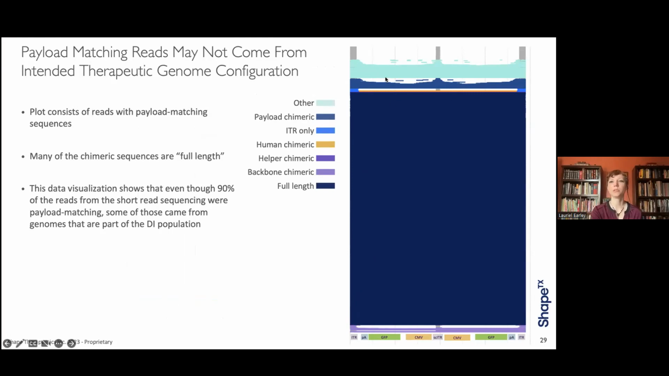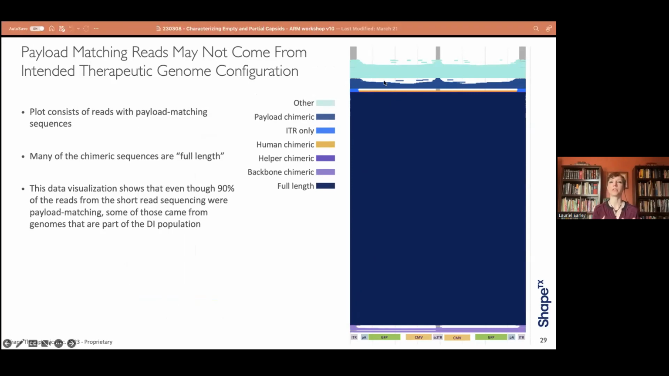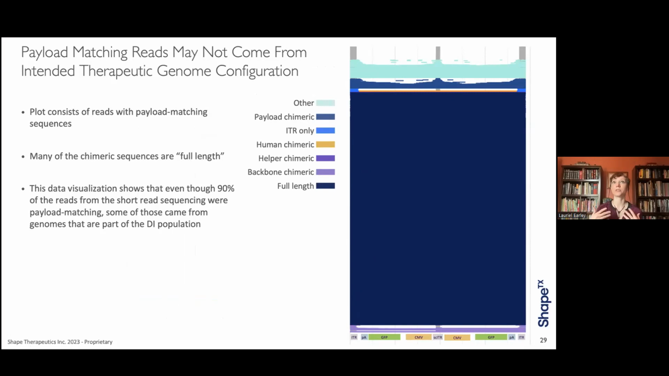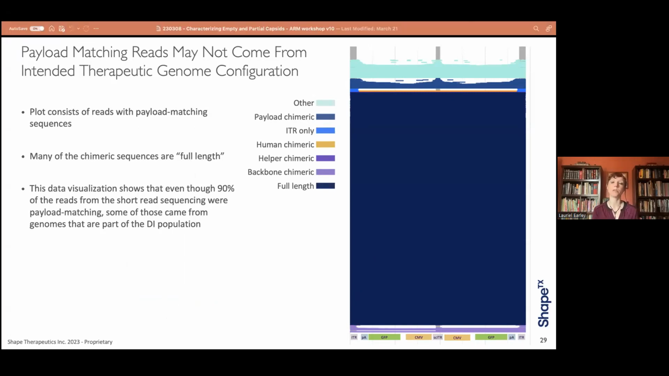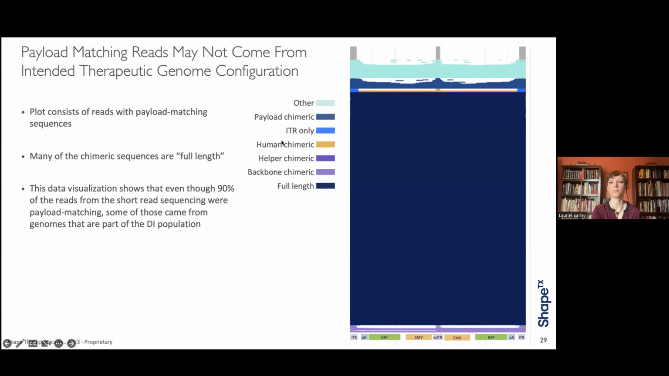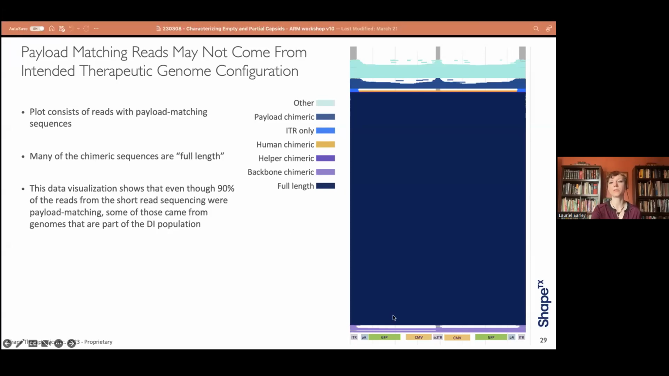But this lighter blue here represents our payload chimerics. And these are payloads that have undergone rearranged sequences. And this is something that we don't really pick up in the short read sequencing, but we can pick up in the long read sequencing because we're looking at that single individual genome information. We can also see that there are some human chimerics and some plasmid backbone chimerics here.